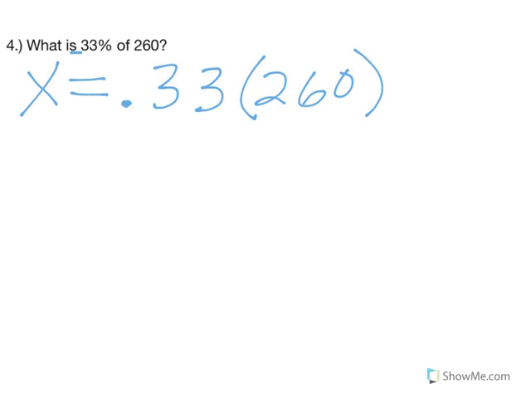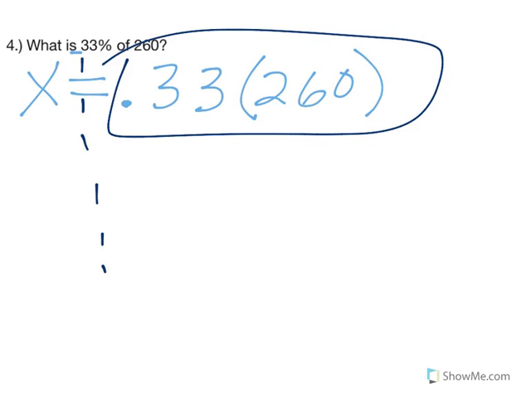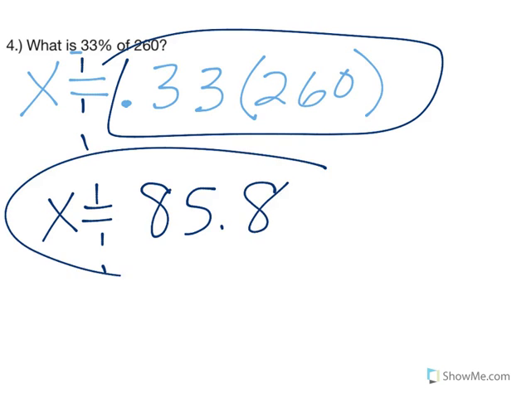Number four, what? I don't know. Is 33%, which is 0.33, of 260. So I multiply by 260. This one's kind of nice. You see that x is already by itself. So I simply multiply these two numbers together. And I say simply because you probably have a calculator, and therefore it is a simple problem. If you were doing it in your head, it takes all the simplicity right out of it.